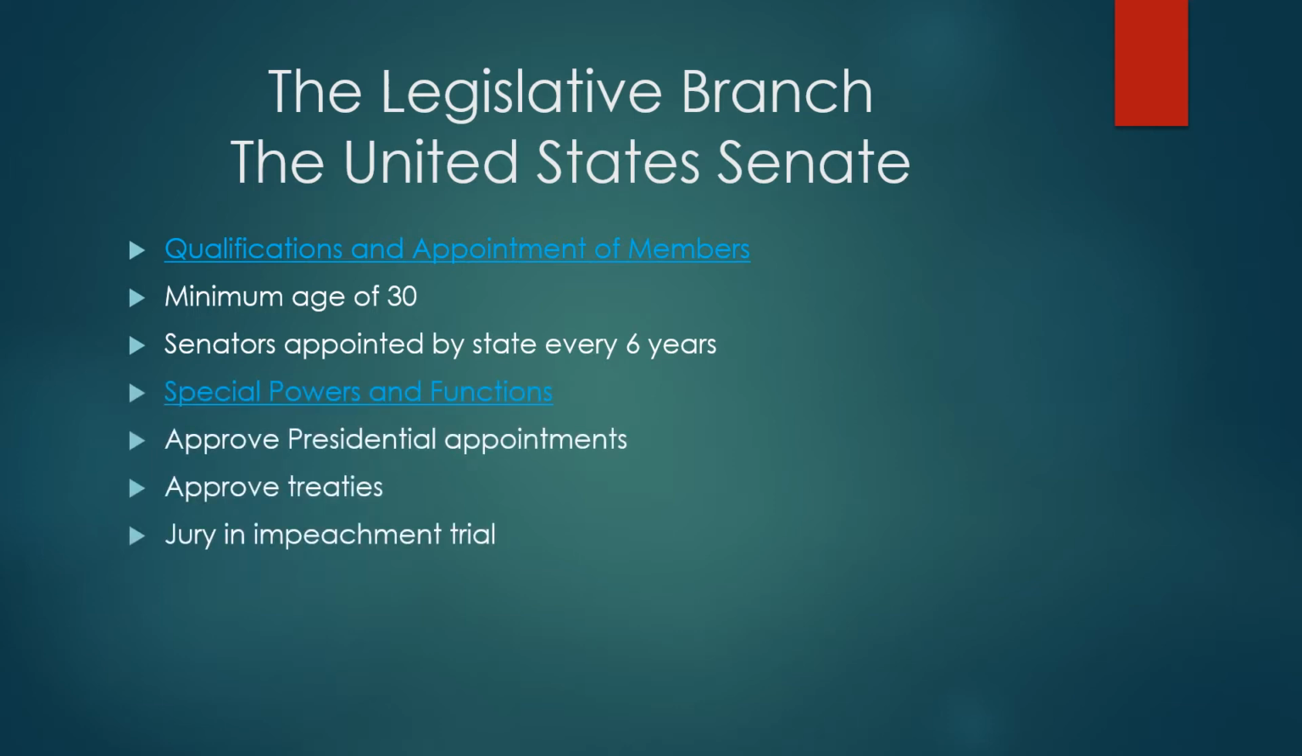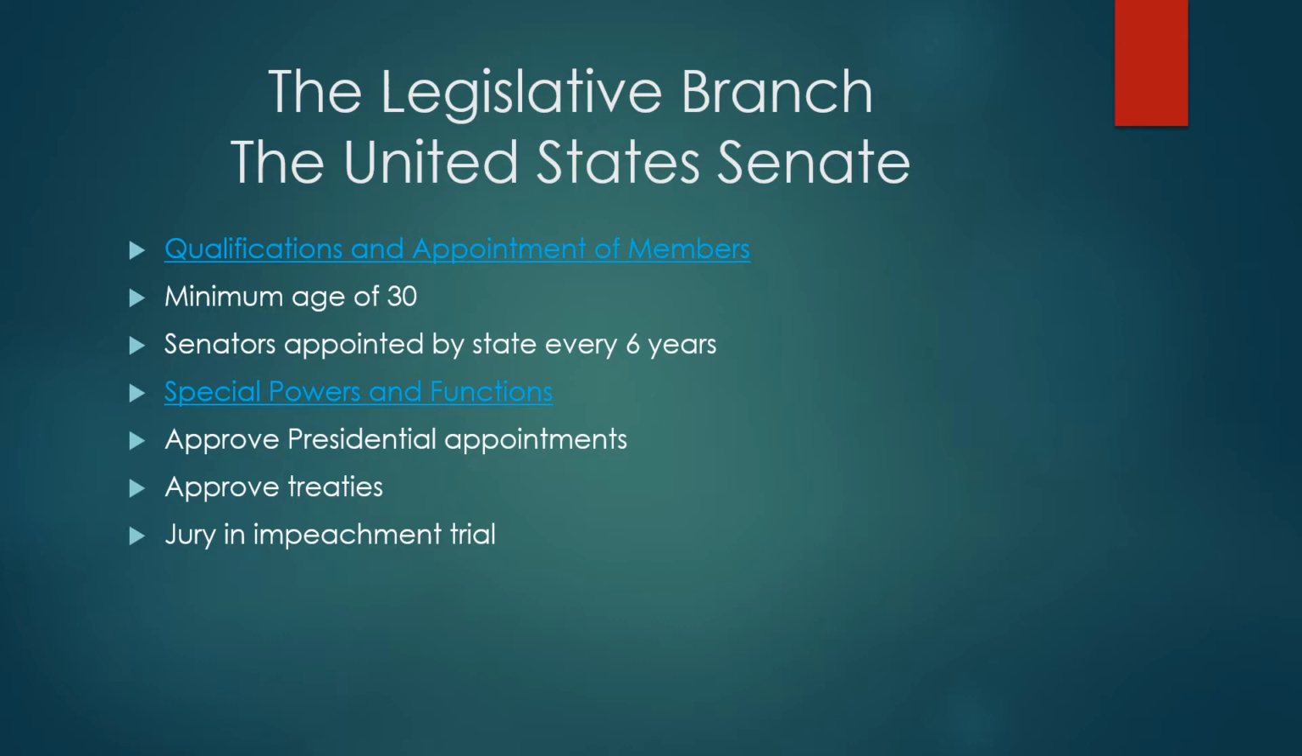The United States Senate has special powers and functions. Well, I should say before I leave this other point that we no longer appoint senators. We amended our Constitution about 100 years ago to say that senators would be elected by the people, so they're no longer appointed. The special powers and functions of the United States Senate: it is the Senate that approves all presidential appointments. When the president appoints a Secretary of State or an Attorney General or someone like that, they have to go before the Senate to be approved.